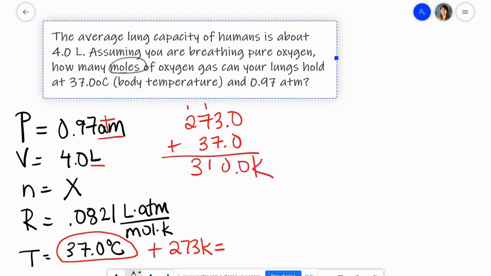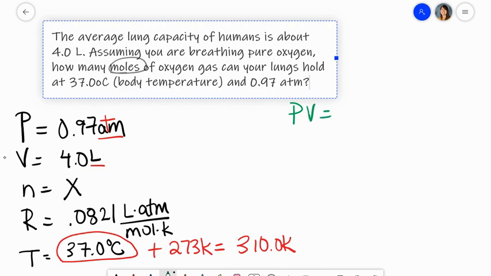You could even put 0.0. I'm going to set up my equation, PV equals nRT. My goal here is to get to moles. Moles is the letter n. We need to see this step every time you set up an ideal gas law.